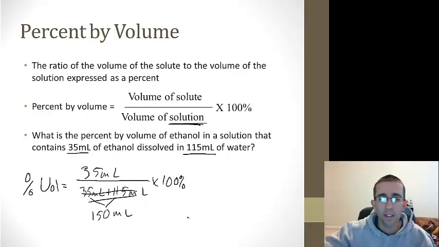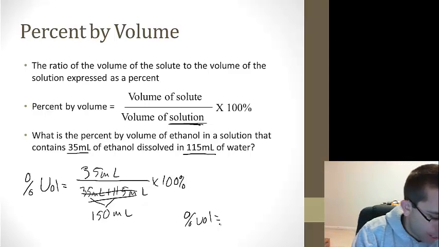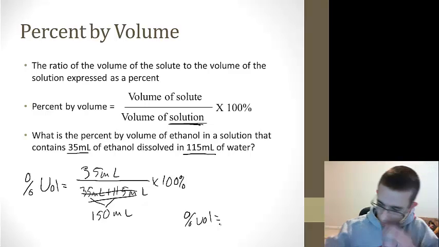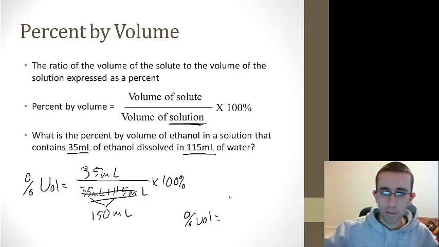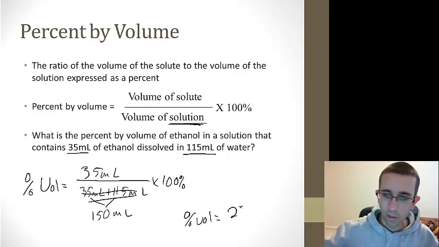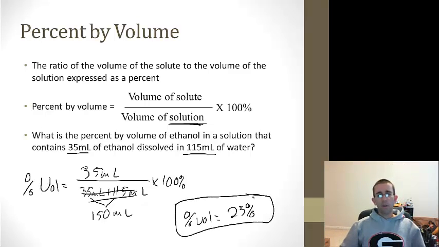Plug this in. So my percent by volume is equal to 35 divided by 150 times 100. And with two significant figures, I get a 23% solution.